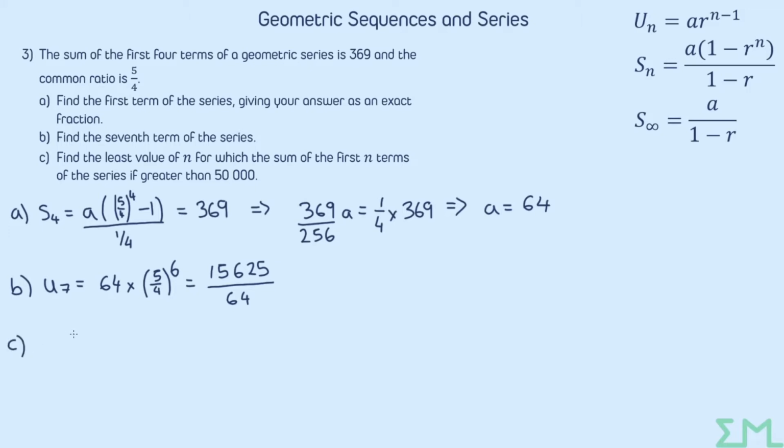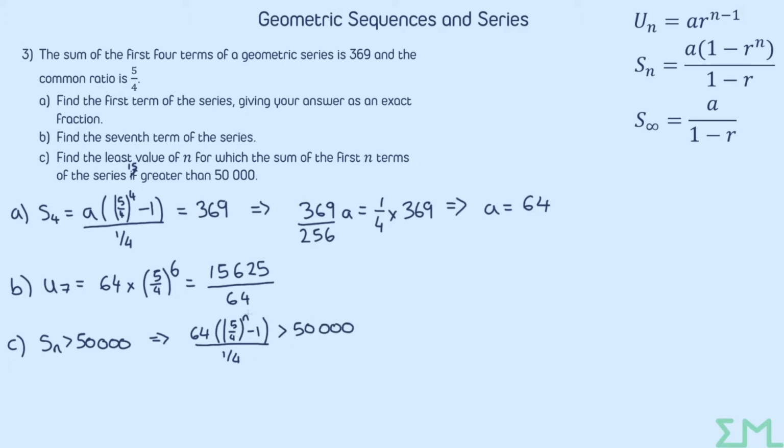Okay, part c. Find the least value of n for which the sum of the first n terms of the series, that should be a n, is greater than 50,000. So we're looking for when Sn is greater than 50,000. Now we have our a and our r, so we can put that into our formula. We would have 64 times 5 over 4 to the power of n minus 1 over a quarter, and that needs to be larger than 50,000.